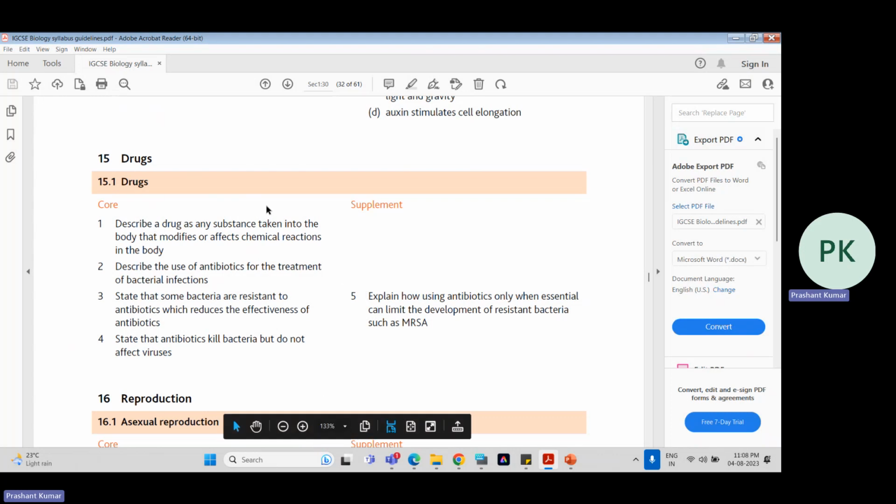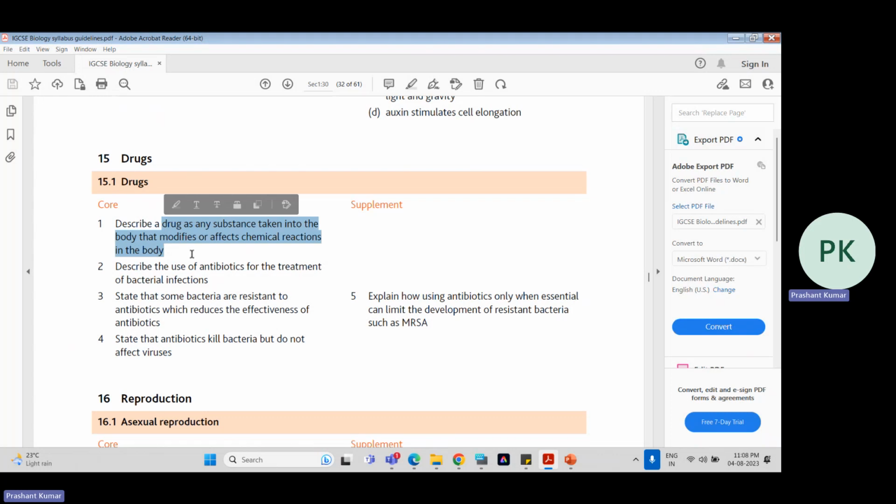This topic is quite small, so we'll discuss basics about the drug, like what is a drug and how you will define it. The definition is: any substance taken into the body that modifies, meaning it changes the rate of the reaction in the body or affects chemical reactions in the body. That's called a drug. So if the question is define or describe, you can write this particular statement.